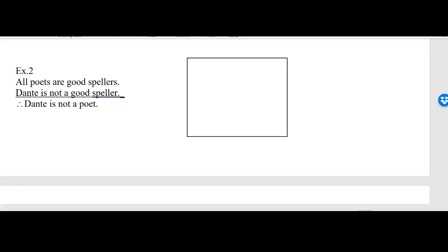Here's one. All poets are good spellers. Dante is not a good speller. That's premise two. And we want to see if we can conclude that Dante is not a poet. Well, let's go ahead and draw our circle. Again, the bigger circle is that second part. They are what? Good spellers. This is our big circle.